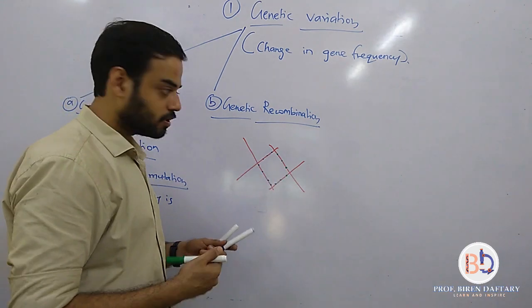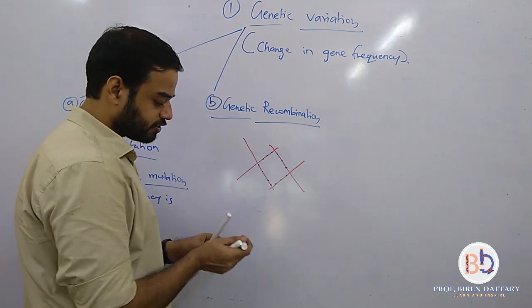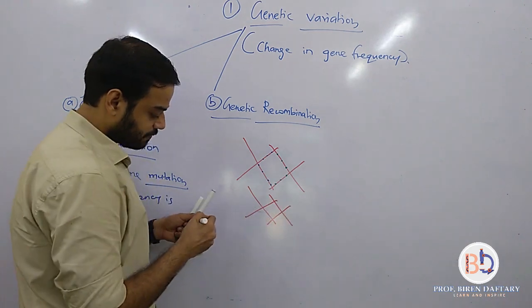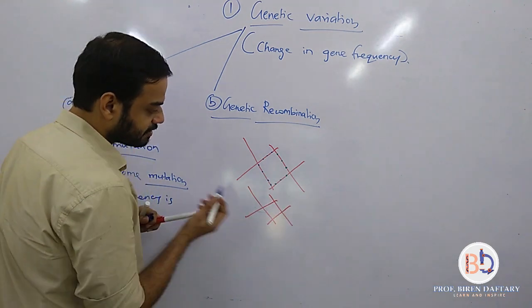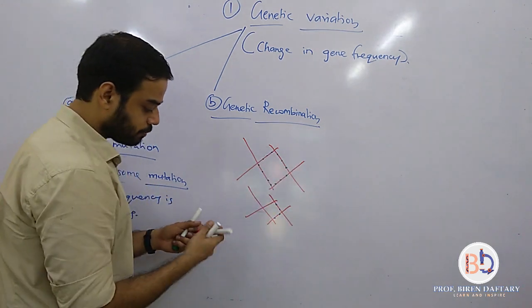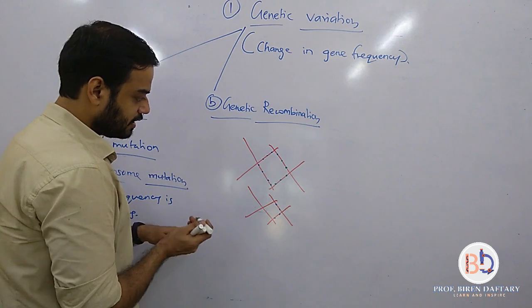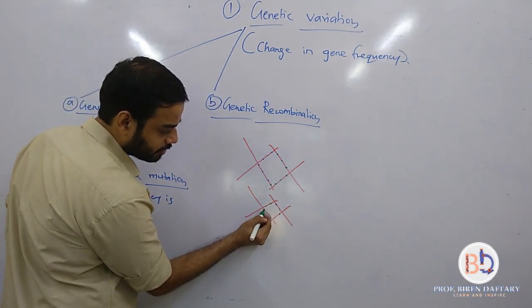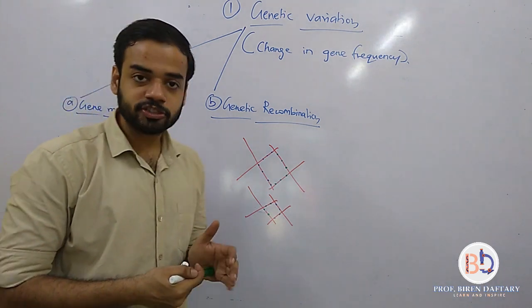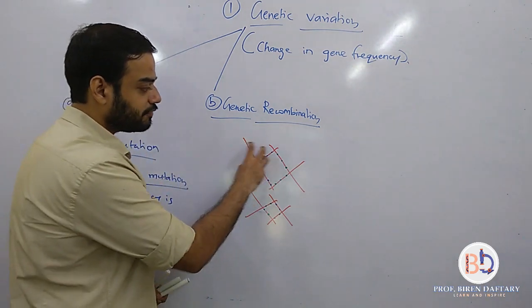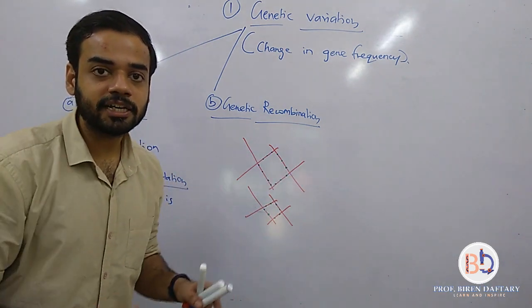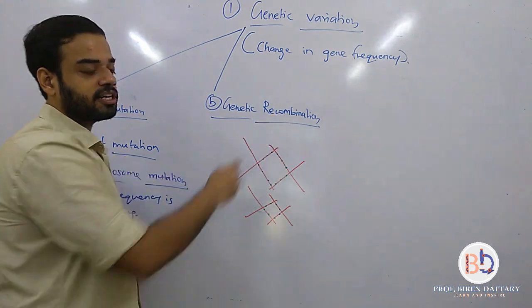Are you getting me? So after crossing over, if I draw these chromosomes, I will have the blue genes present over here because they have crossed over to the opposite side, and the green genes will be over here because they have crossed on to the opposite side. So what is happening in crossing over? Just imagine, the gene frequency of both the chromosomes is changing because of crossing over. This crossing over is also called recombination.